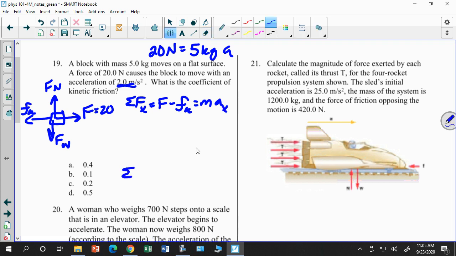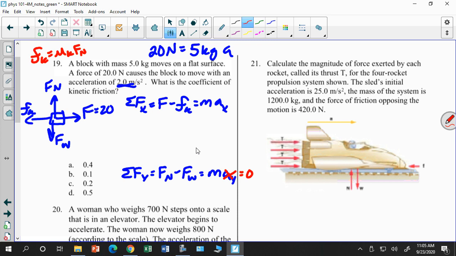Sum of the forces in the y direction: Fn minus Fw equals may. But ay is equal to 0, so this is equal to 0. I want to know the coefficient of kinetic friction. I'm going to also write up here that Fk is equal to mu k times the normal force. So if I figure out Fk and I figure out Fn, I can find mu. Mu is always the ratio of this force to this force.